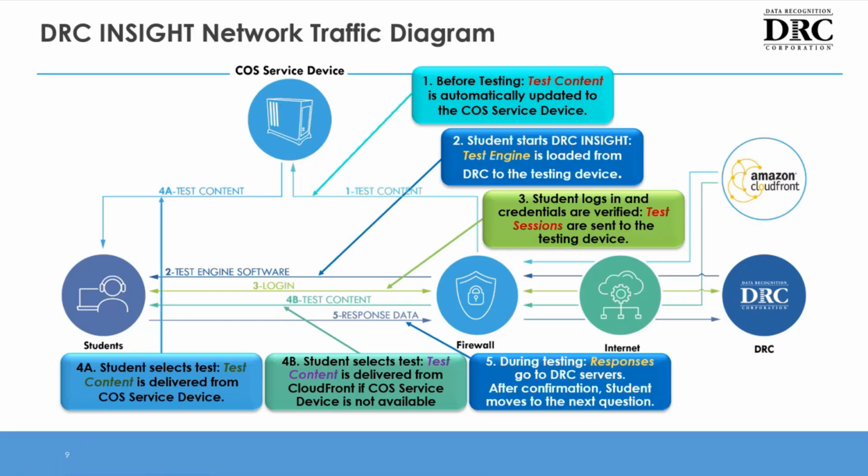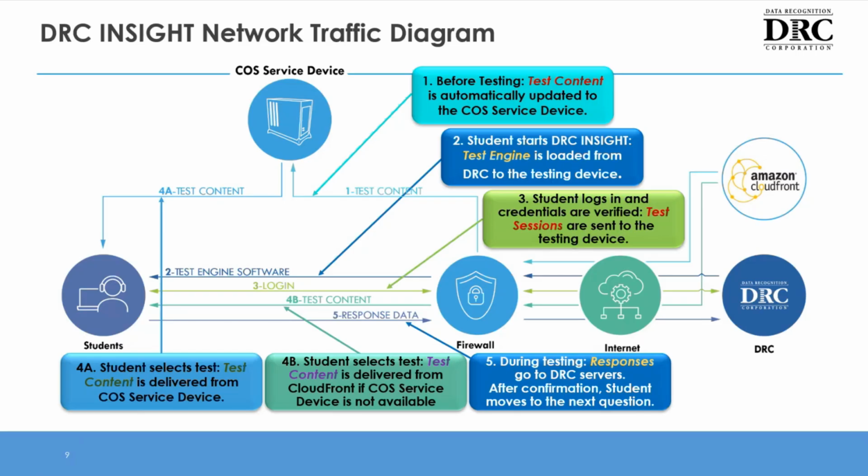During testing, the student's responses go directly to the DRC servers. After confirmation, the student moves to the next question. The responses get sent back to DRC as a student hits next. It's going to go to DRC, we're going to capture it, verify it, and store it, and then send a signal back to the test engine to say, we've got the response, move the student to the next question.